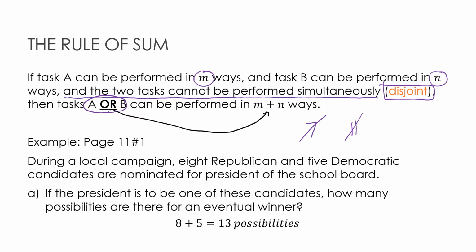Here's an example. This is from your textbook, page 11, number 1. During a local campaign, 8 Republican, 5 Democratic candidates are nominated for president of the school board. If the president is to be one of these candidates, how many possibilities are there for an eventual winner? Well, again, this is very straightforward. There's 8 Republicans, there's 5 Democrats. One of them is going to end up being president of the school board. So let's just add those together to get our 13 possibilities.